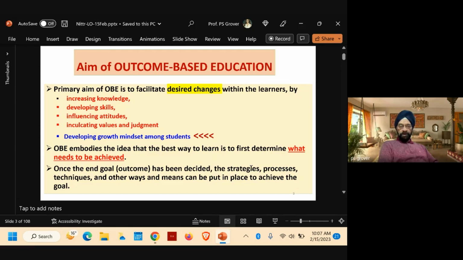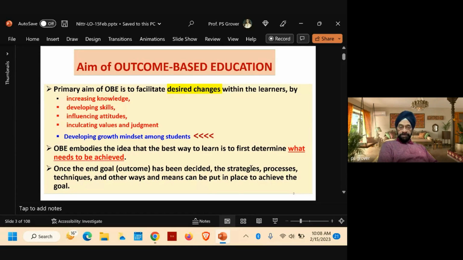Now, the primary aim of outcome-based education is how to bring desired changes within the learners, their students, how we can enhance their knowledge, how we can help them to develop their skills, and how can we help them to develop and inculcate attitudes, behavior, values, and judgment. That's what OBE says. We have to make a decision what are the intended learning outcomes, what is the intended learning of the student.